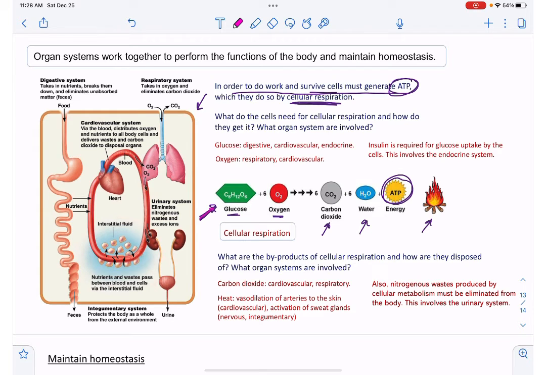So the cells need glucose for cellular respiration. Well, how are they going to get it? Well, first of all, we need to ingest food, and that happens through the digestive system. And then those carbohydrates travel through the digestive system, and we eventually break those carbohydrates down into individual monosaccharides, into individual glucose units. And then those are absorbed across the intestinal wall into the blood. So the first organ system involved here is the digestive system.